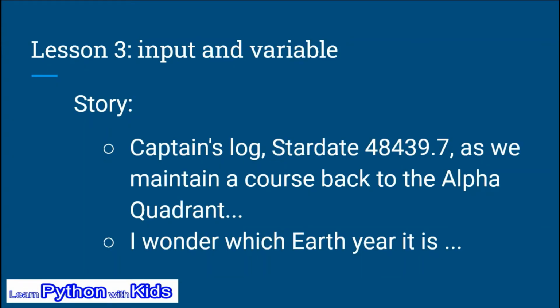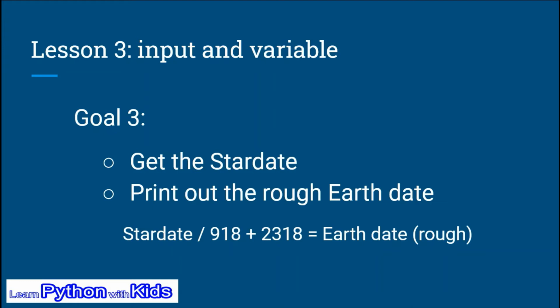Here is a story. Captain's log, Stardate 48439.7. Voyager got lost in the Delta Quadrant. I wonder which year the Stardate number actually is. Let's solve the problem with our coding skills. We will get the Stardate input, then print out the calculated Earth year. Given this rule to calculate the rough Earth year from Stardate, let's give it a try.